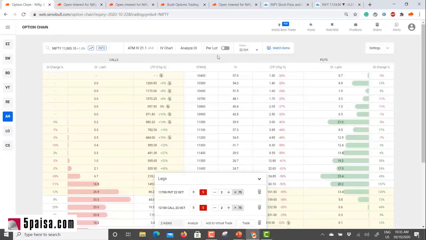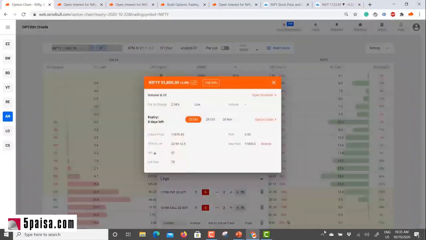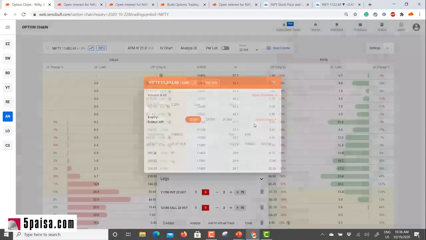How do I see PCR? I can go to this info button and PCR is 0.93. When I looked at it last Friday, the PCR was around 1. It was a bullish signal and today the market went up again. Usually, stick to PCR on the nearest coming expiry. If it's Nifty, stick to the current week or maybe next current month. If it's stocks, stick to only that month's PCR.